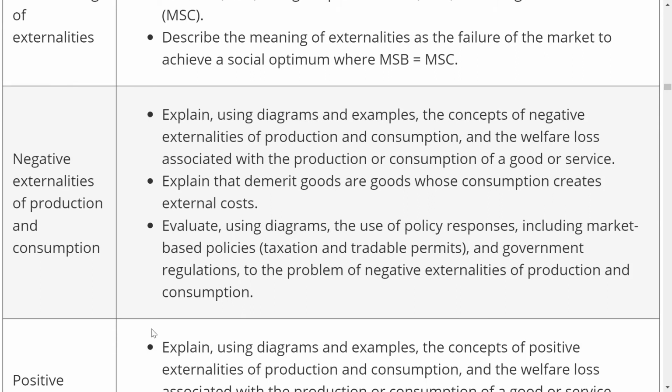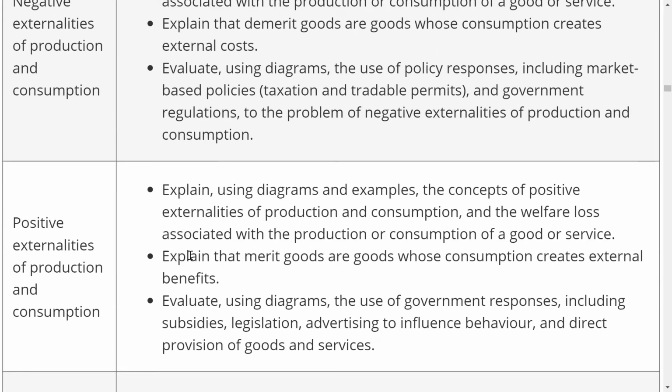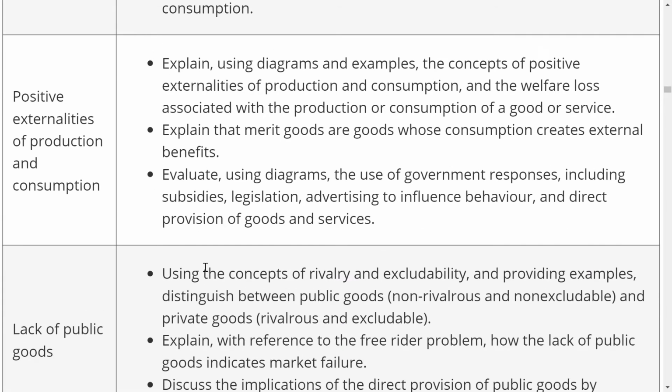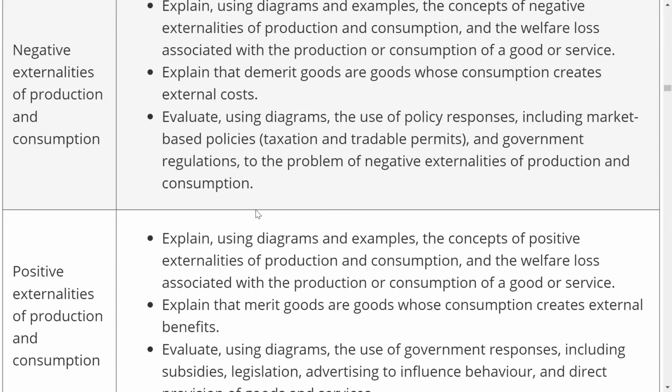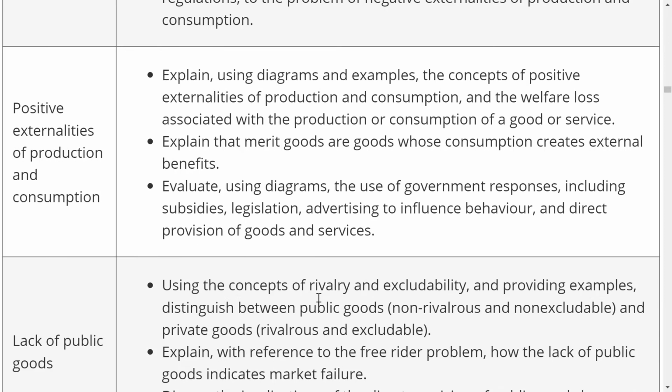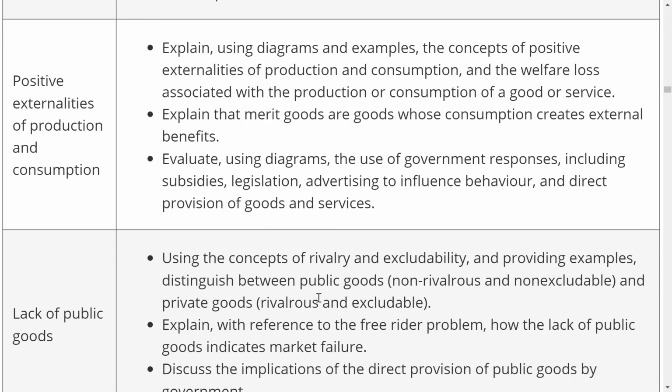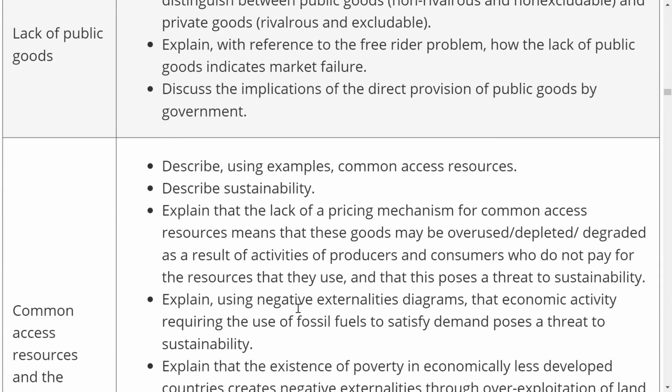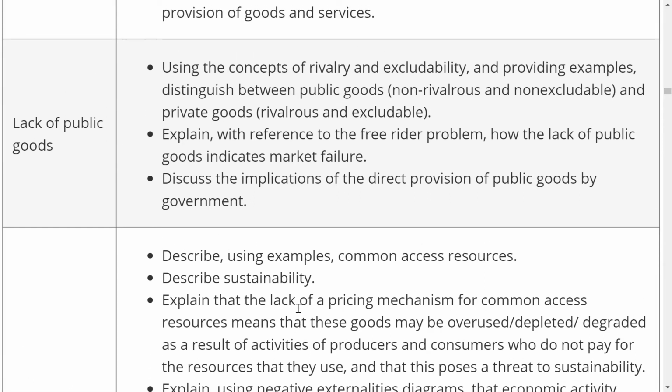So negative externalities of production and consumption, and positive externalities of production or consumption: be able to understand these, use diagrams and graphs to explain and to give examples of both of these in correlation with market failure. Shouldn't be that hard to understand.